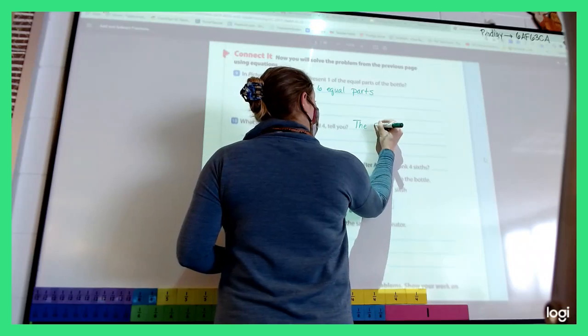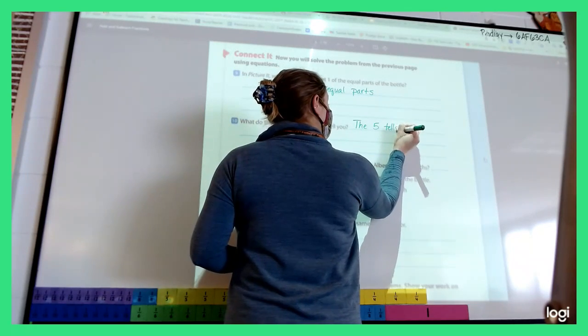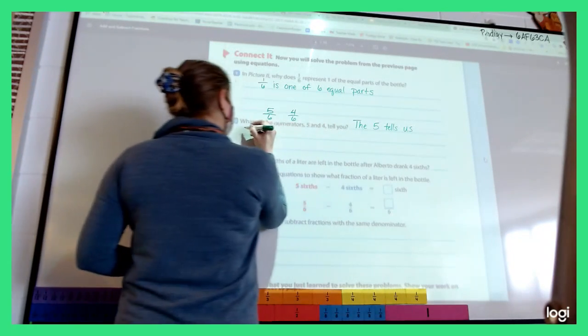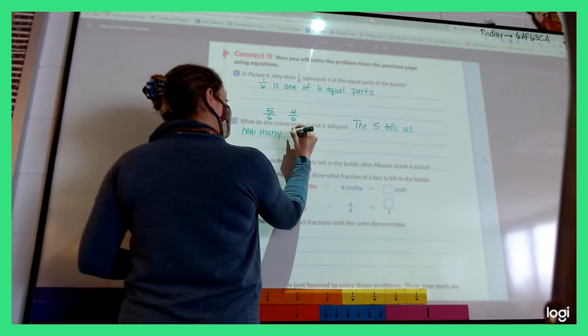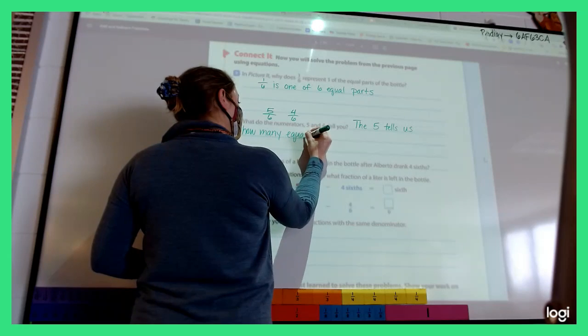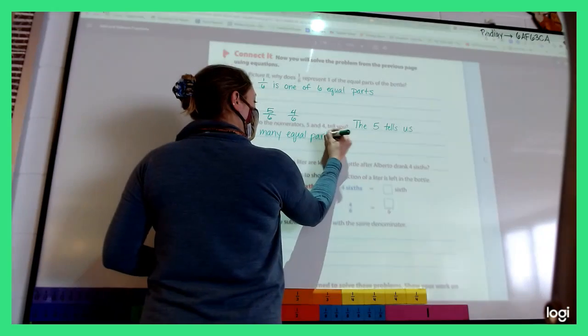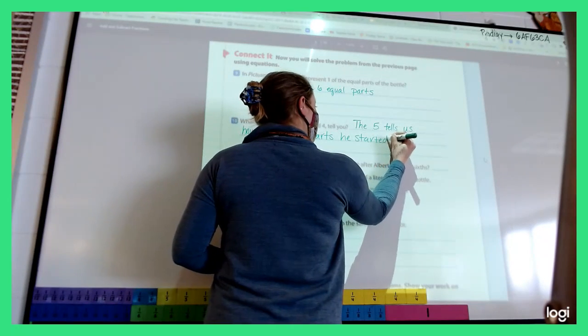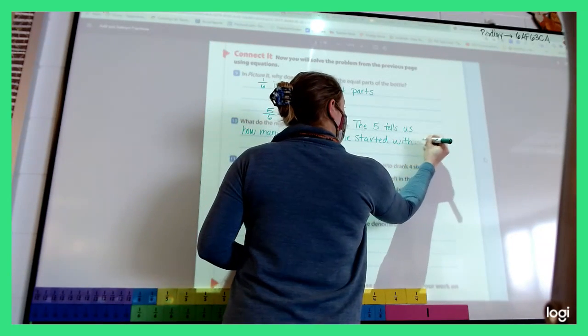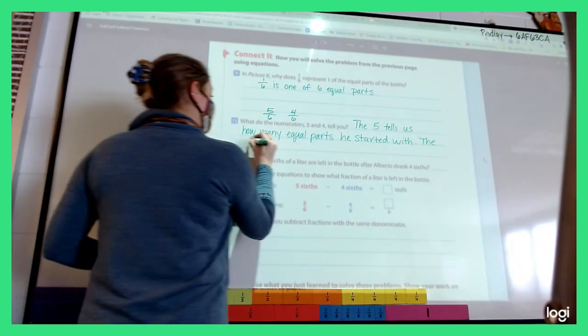The 5 tells us how many equal parts he started with. And then the 4 tells us how much he drank.